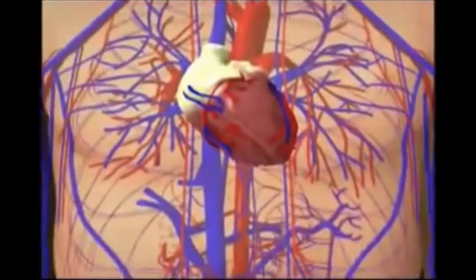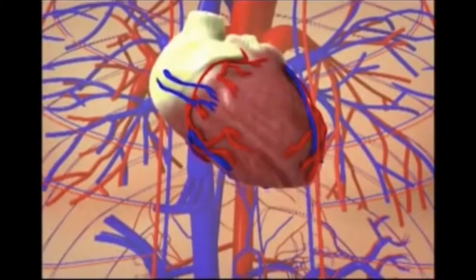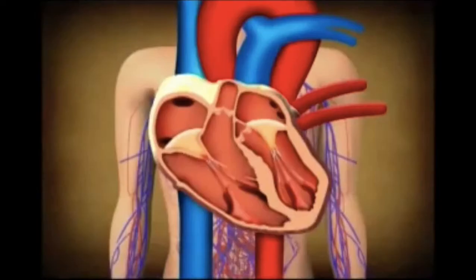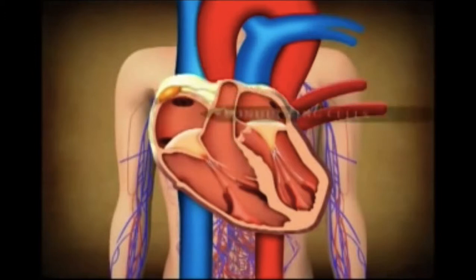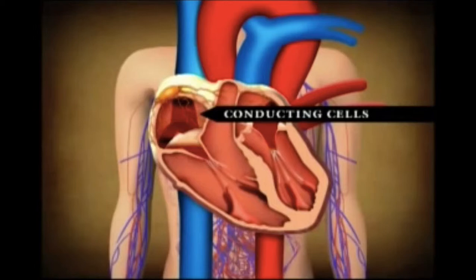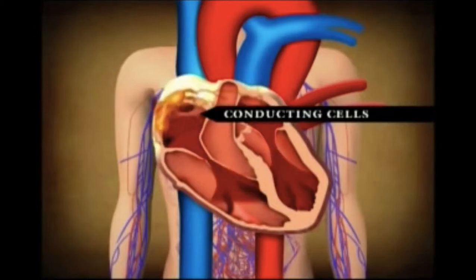Every time the heart beats, the atria and ventricles contract in coordination. This coordinated beating is accomplished by a number of tissues. First, the sinoatrial node contains pacemaker cells that generate an electrical pulse. Conducting cells relay the signal to the muscle tissue of the right and left atria to stimulate contraction.